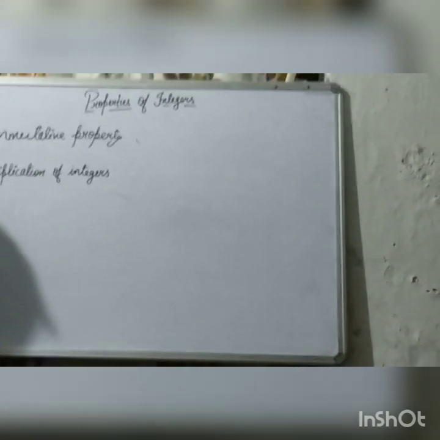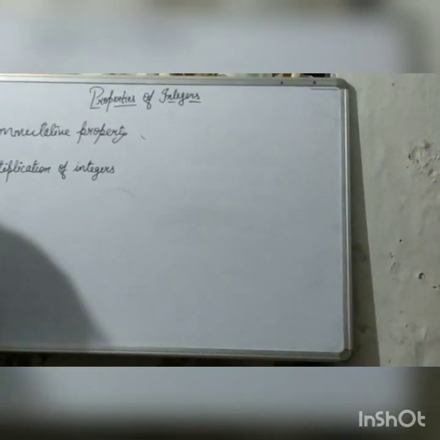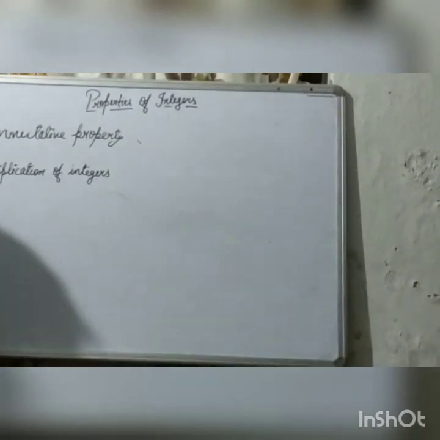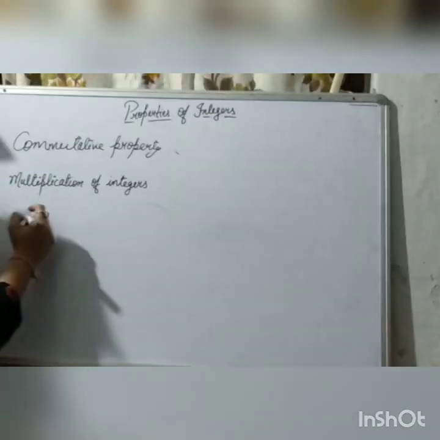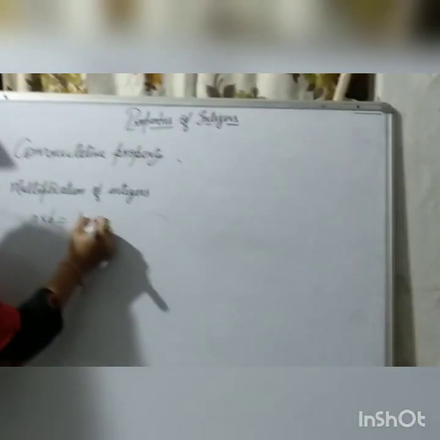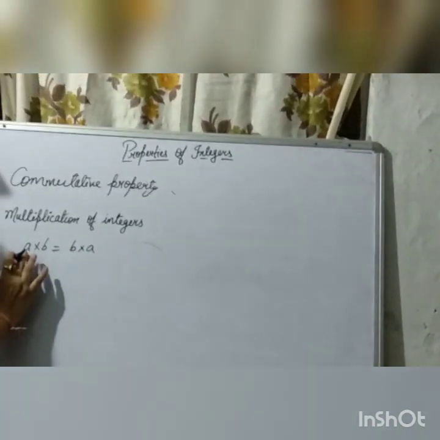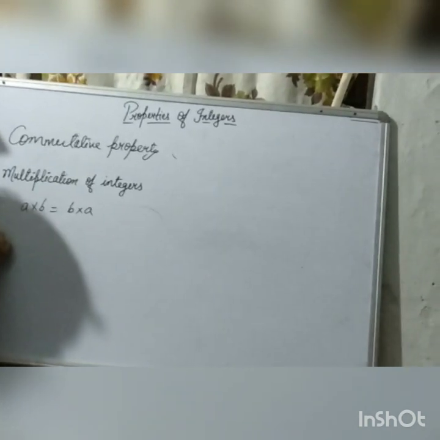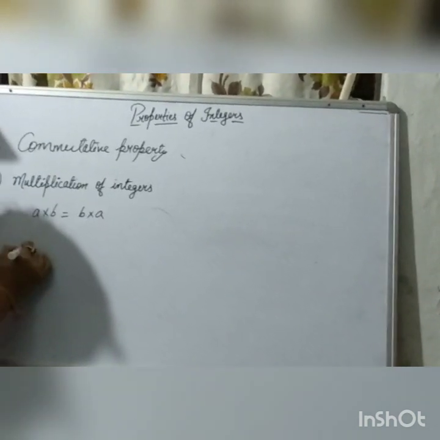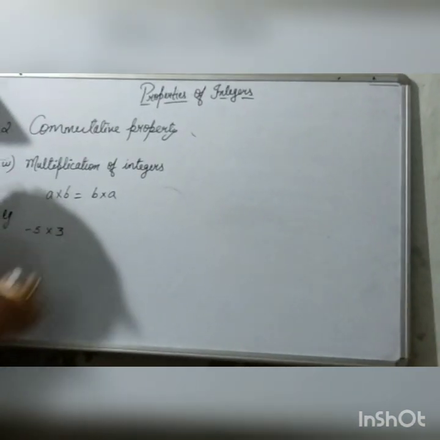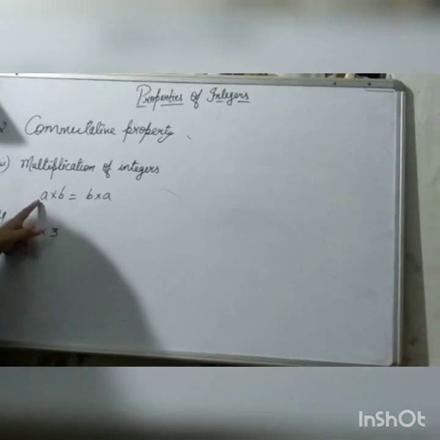Now look at the multiplication of integers. So we'll check whether the commutative property is applicable to the multiplication of integers or not. So here according to the commutative property, a into b is equal to b into a. Here again I have changed the order of a and b. So let's check with an example. If I take minus 5 and in the place of b I have taken 3. Okay, I have given the values to a and b.